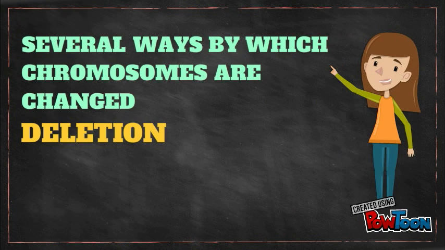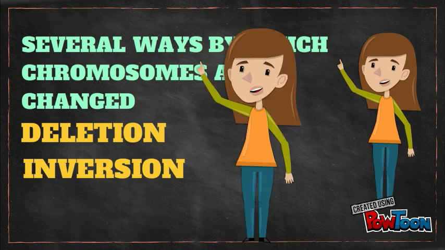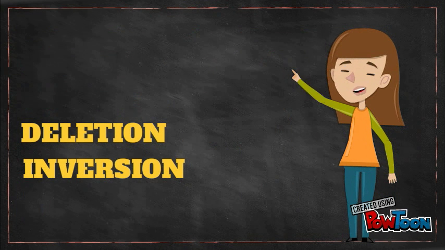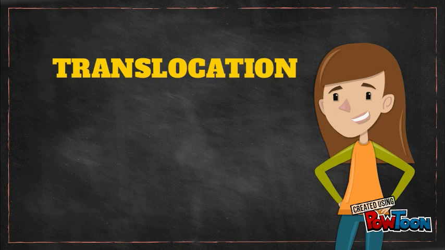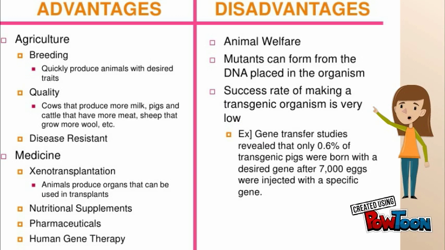There are several ways by which chromosomes are changed. For example, deletion. It involves the loss of piece of chromosome or break in DNA molecule, while in inversion, it occurs when a part of chromosome is being inverted. Meanwhile, translocation occurs when a broken part of chromosome is attached to a different chromosome, and duplication occurs when a part of chromosome has been copied or duplicated, resulting in having an extra genetic material from the duplicated segment. And these are the advantages and disadvantages of mutation.